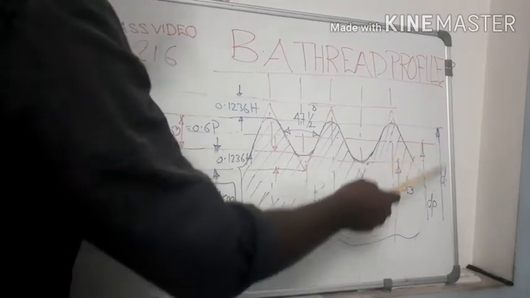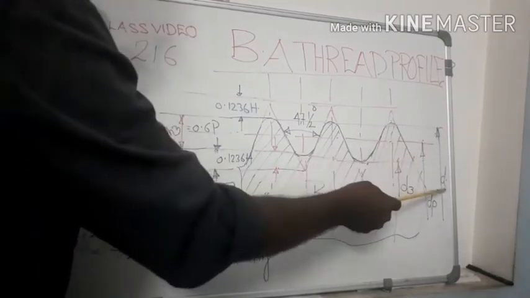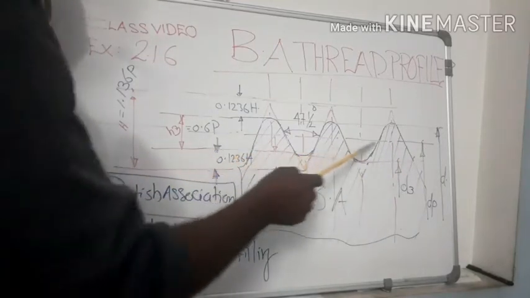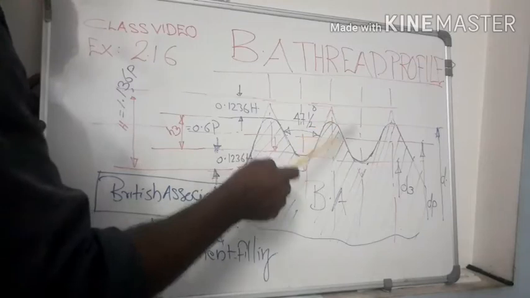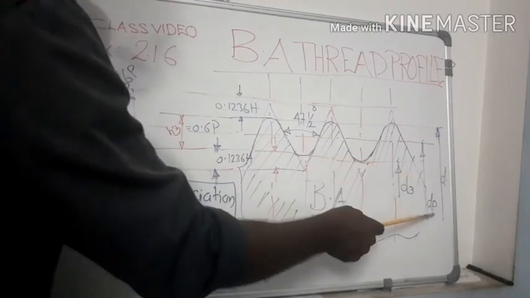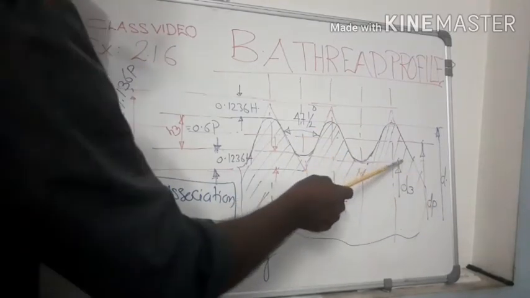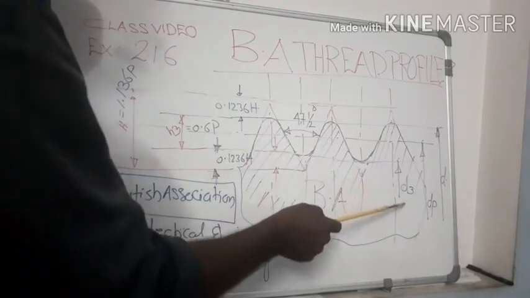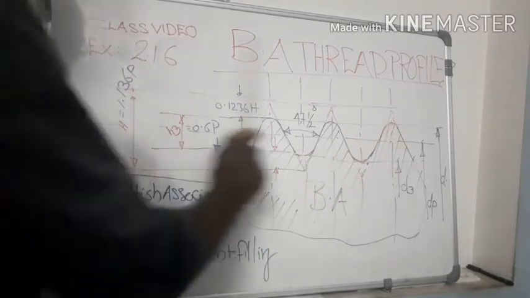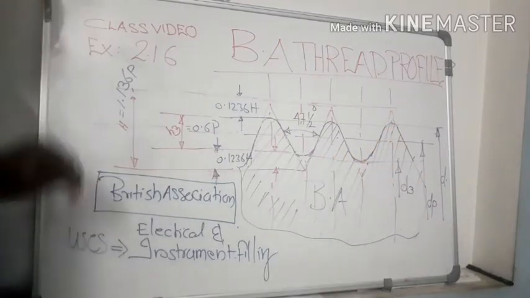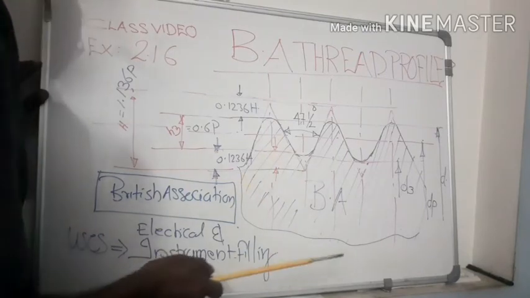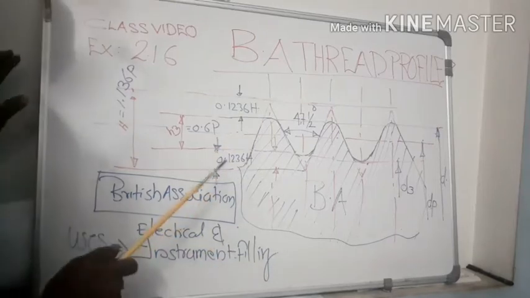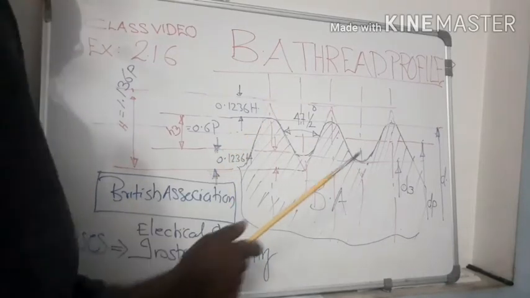The uppermost crest diameter is called D. Similarly, there is an imaginary center line passing between the crest and root. That diameter is called the pitch diameter, and there is a line passing at the bottom of the root. This is represented by the letter D3. These are the parameters. Now we have to draw the BA thread using a mini drafter. See how we can draw that thread.